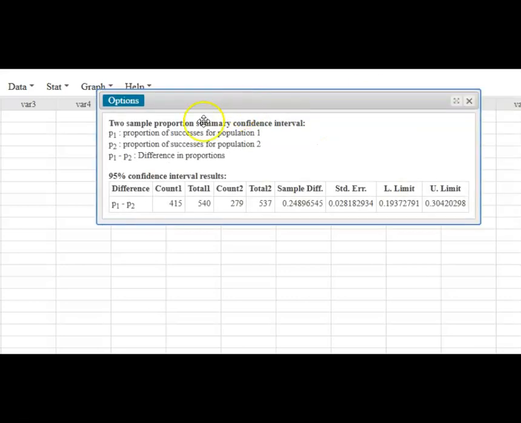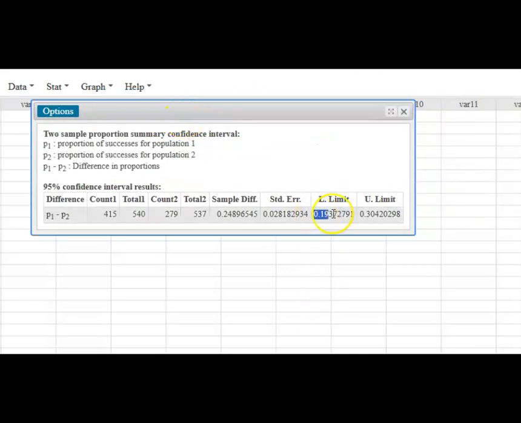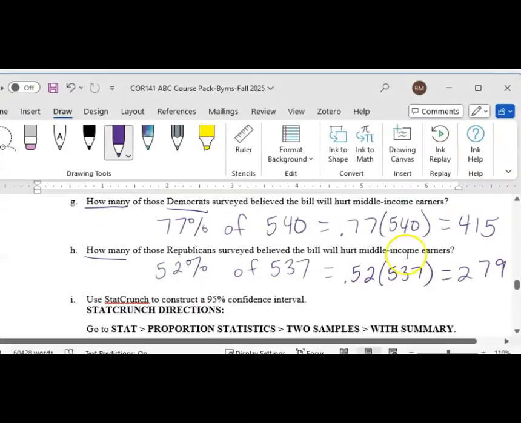And here is my data from StatCrunch. So this is the information, just like always, the lower limit and the upper limit that you want to pay attention to. So notice that both of these numbers are positive, 0.1937 to 0.3042. They're both positive. That is very important. Let's write this down.